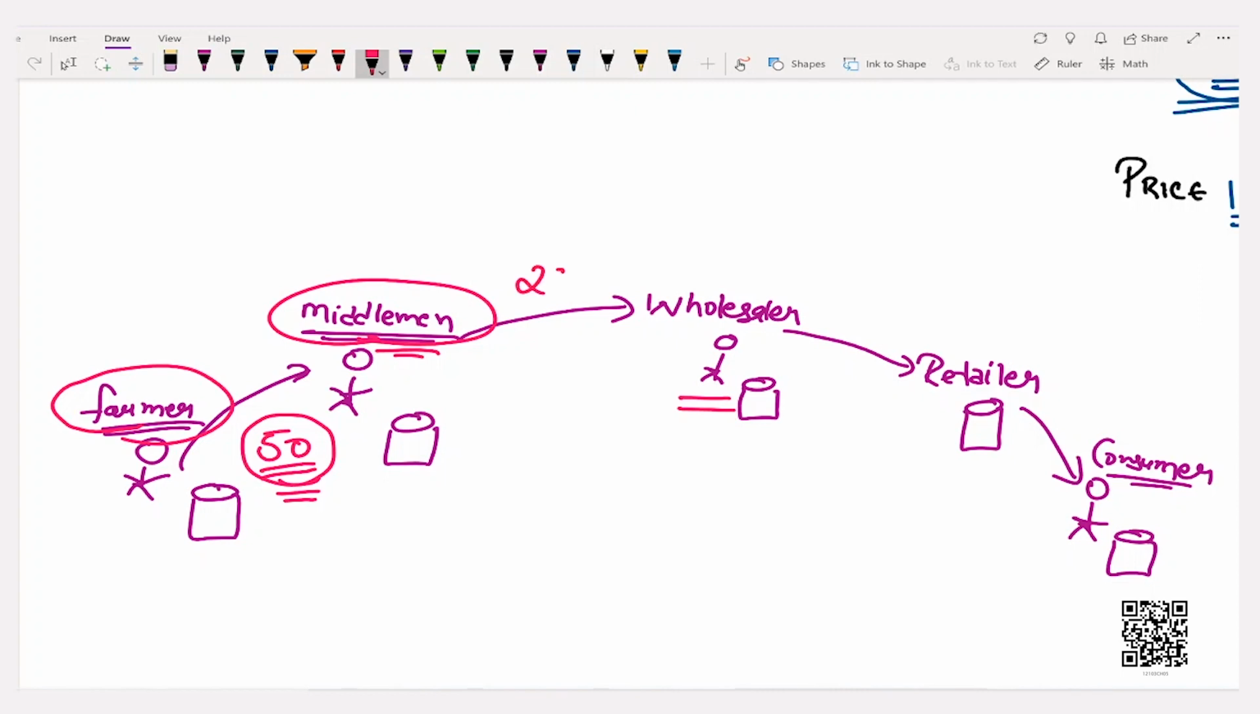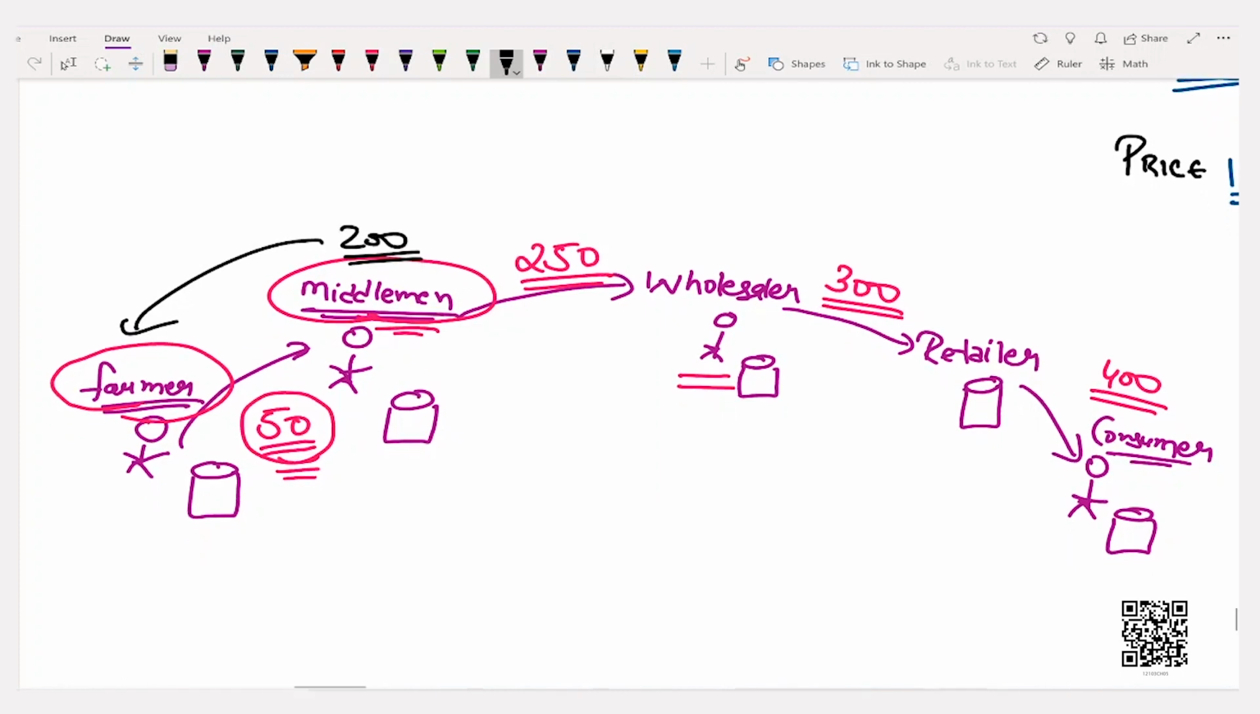And then the middleman sells this at rupees 250, taking the entire 200 rupees margin for himself. The wholesaler sells this produce to the retailer for rupees 300 and the final consumer gets it for 400 rupees. Now, what has happened? Most of the profit has gone to the middleman. He has earned 200 rupees. This 200 rupees could have been earned by the farmer, but he was exploited.